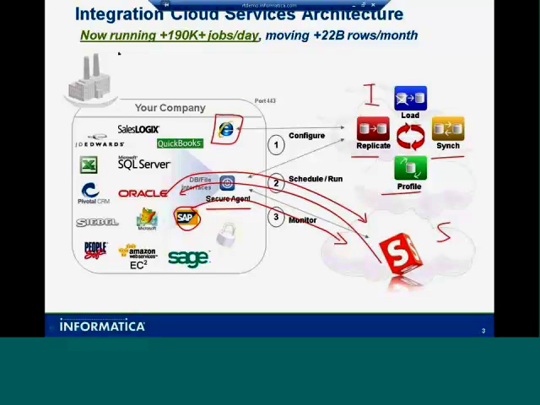And I'll also point out at the top here, there are currently about 190,000 jobs a day running, customers using Informatica Cloud, and it's well over 22 billion rows a month. So it's probably by far the biggest mover of data in the cloud space today.